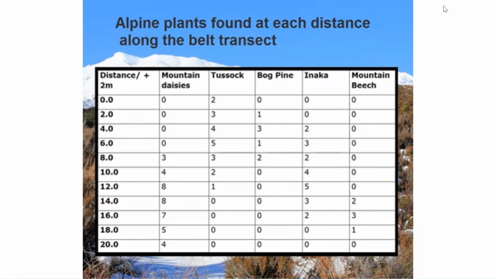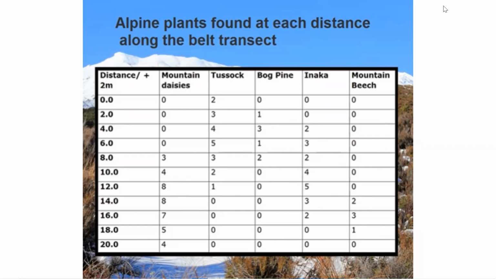Sandhya says it shows the mountain beech was only present between 14 to 18 meters, very precise on the transect, and it is not evenly distributed. Okay, that's a good description. Mostly found at higher altitudes.